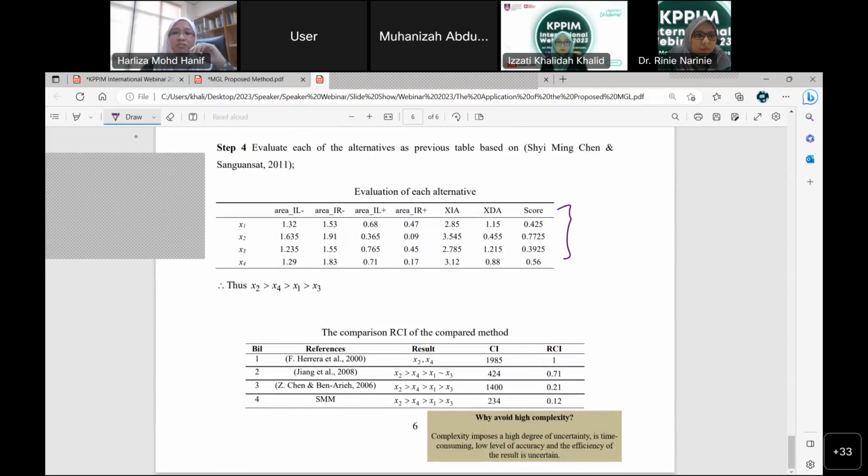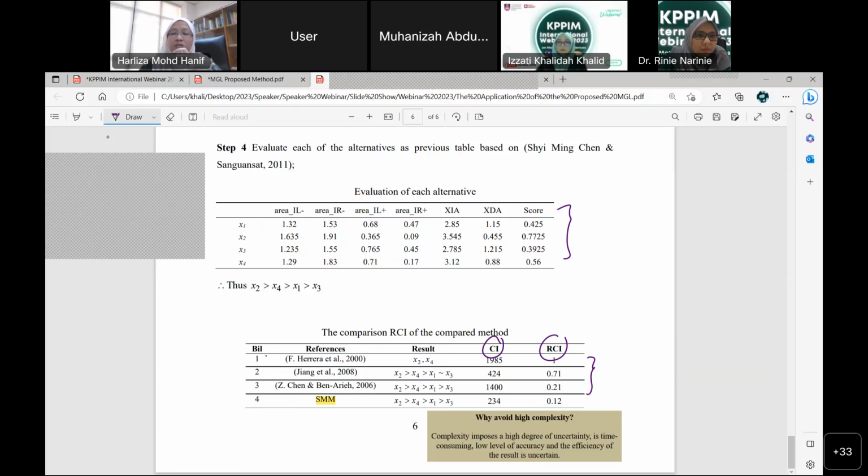So based on the result that we get, comparing with 3 other methods, SMM is our proposed method. This is SMM. We managed to get a result similar to the others with a low complexity level. CI and also RCI are the complexity index and relative complexity index. They are talking about the complexity level of the methods, the SMM method, the first, second, and third method. So we compare. SMM managed to get a lower value for the RCI compared to the other 3 methods.